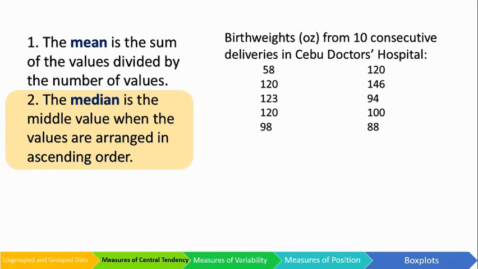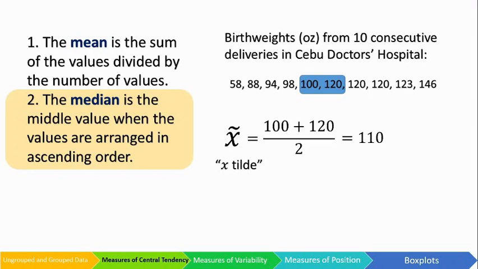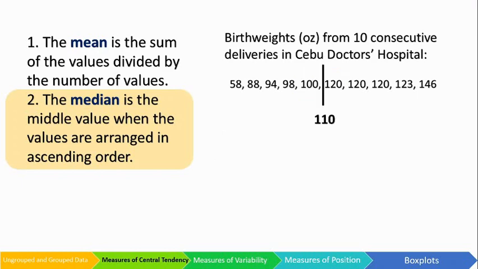Using the same data, we first arrange the values in ascending order. Since the number of data points is even, in this case 10, we will look for the 2 middlemost values and find their mean. X tilde is the symbol we use for median. So in this case, the median is equal to 110. Notice that 110 divides the distribution into 2 equal parts, which means that there are 5 data points to the left and 5 data points to the right of it.